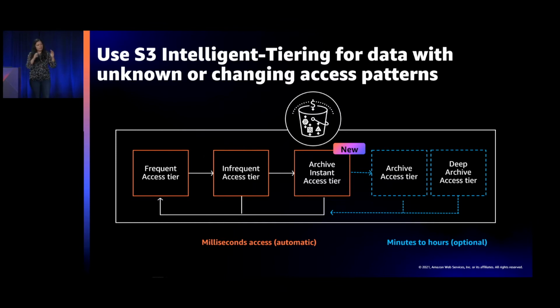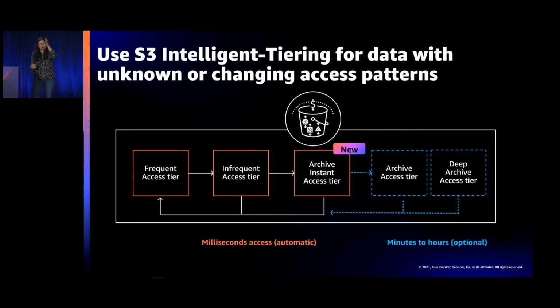So for a small monthly object monitoring and automation fee, S3 Intelligent-Tiering monitors access patterns and automatically moves objects that have not been accessed to a lower cost access tier. So how does S3 Intelligent-Tiering really work? All data will start in the frequent access tier, which has the same price and performance as S3 Standard.